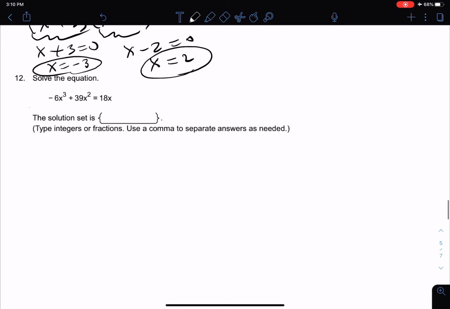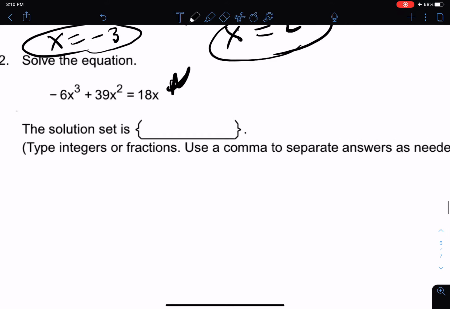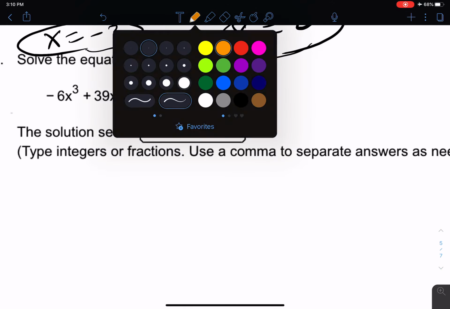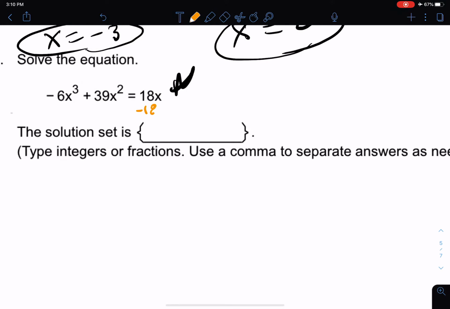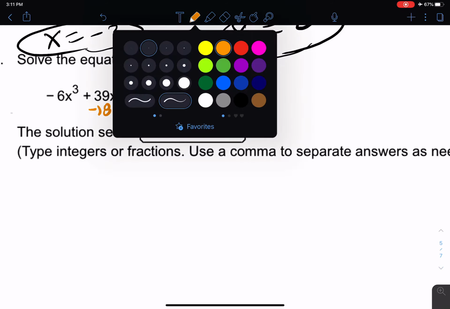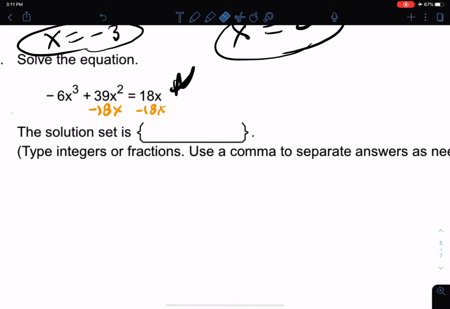Moving on. Solve the equation. Okay, now they're getting a little tougher here, maybe. Not equal to 0, so scratch that. So the very first thing we want to do is, how about if we subtract 18x from both sides? Because we want this to be equal to 0. So now I've got negative 6x cubed plus 39x squared minus 18x, and that all equals 0.